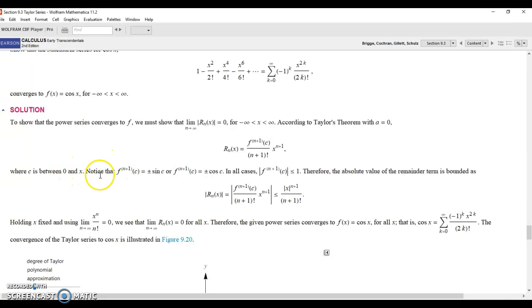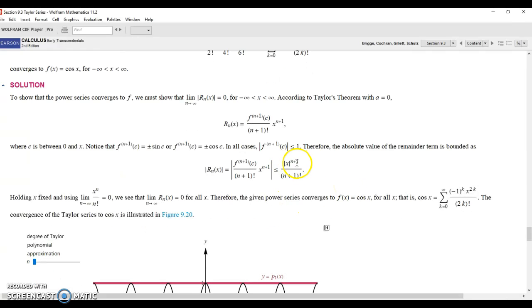So here we want to look at what the n plus 1 derivative of f at c looks like. Well, it's either plus or minus sine of c, depending on exactly what's going on, or plus or minus cosine of c. Well, any way that we look at it, those are all bounded and going to be less than 1. So a remainder term, which would be the absolute value of that, is going to be bounded by a 1 on the top there. So basically this is just going to be less than or equal to absolute value of x to the n plus 1 over n plus 1 factorial.